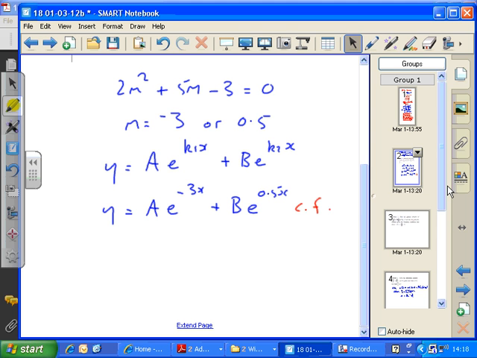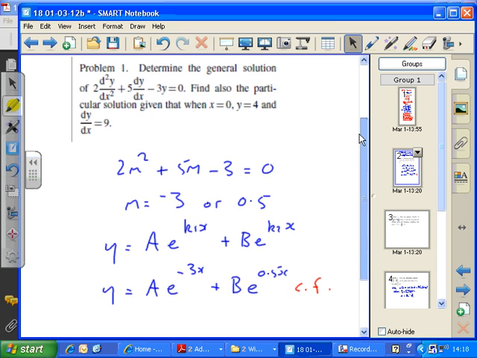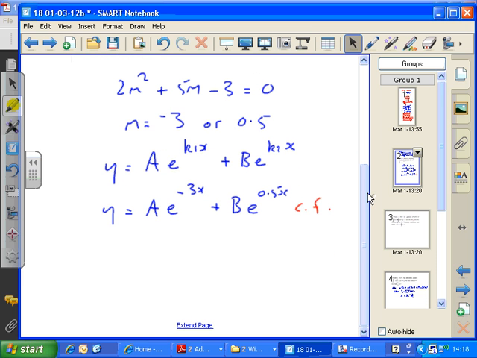Now we need to go to what we're interested in for this part of the session, which is how to find the values of these constants A and B. We've got two constants to find, A and B, so we need to set up two simultaneous equations to find these two unknowns. If in a later example we had a third order differential equation, we'd have three constants to find, so we'd need three equations.